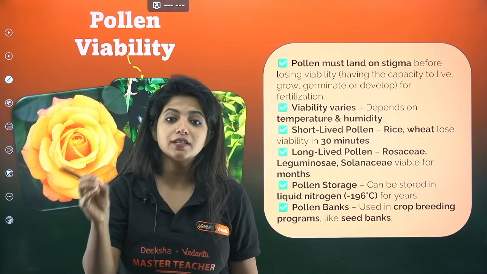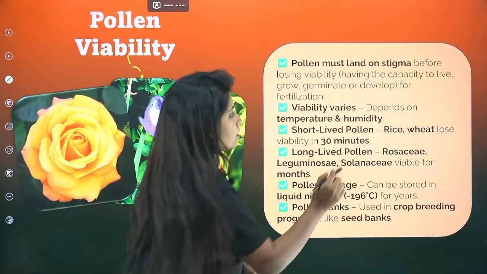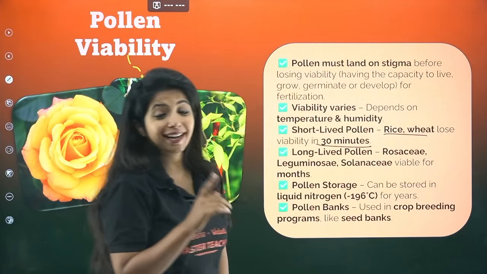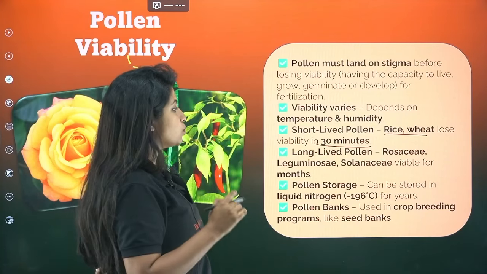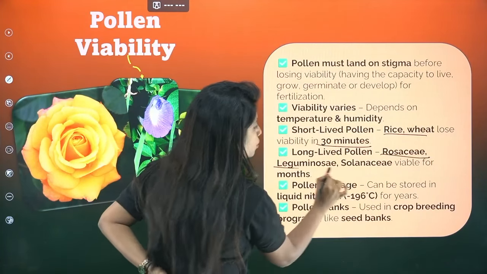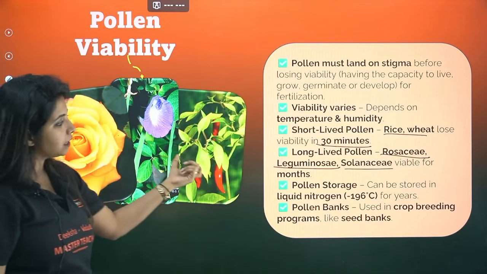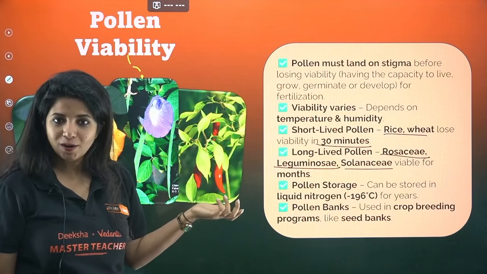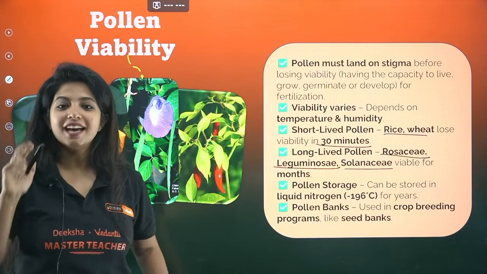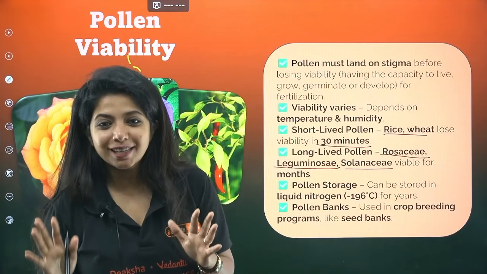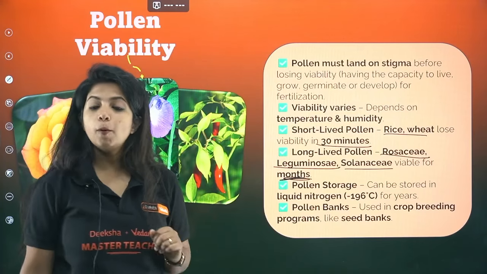Rice and wheat, their pollen viability is just up to 30 minutes. If within 30 minutes they are not landing on the stigma, they are going to lose their viability. That's all. But there are some things which have long-lived viability as well. For example, plants belonging to Rosaceae, Leguminosae and Solanaceae. Rosaceae as in rose, Leguminosae as in pea plant, and Solanaceae as in your chili or your potato. Remember their names. These are going to be viable for months. Fine.